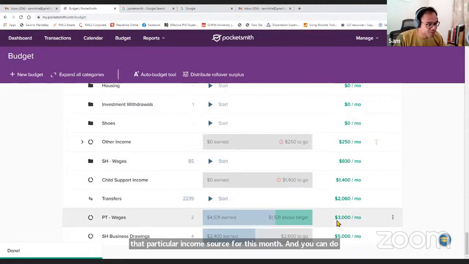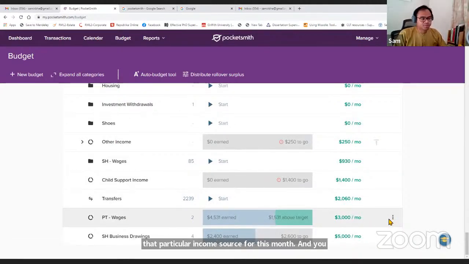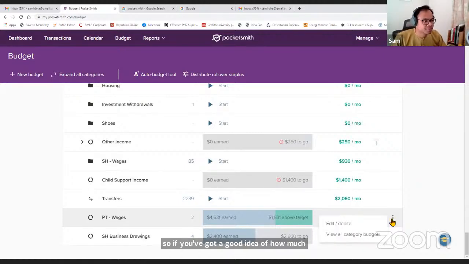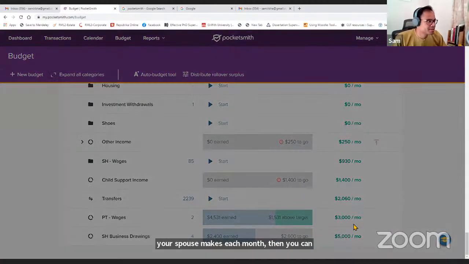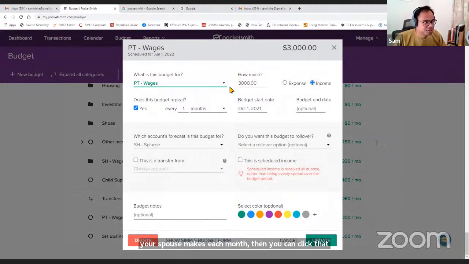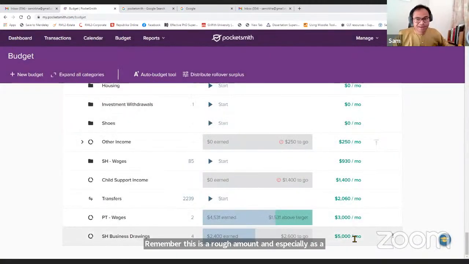And you can do the same for your spouse's wages as well. So if you've got a good idea of how much your spouse makes each month, then you can click there, edit the budget, and set how much you think they're going to be making each month, right? Remember, this is a rough amount, and especially as a business owner, some months you're going to take out more, some months you're going to take out less.